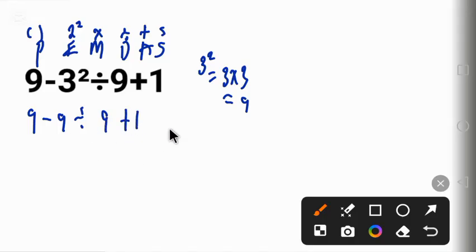Next is division. 9 divided by 9. 9 divided by 9 will give us 1. We have a new equation, which is 9 minus 1 plus 1.